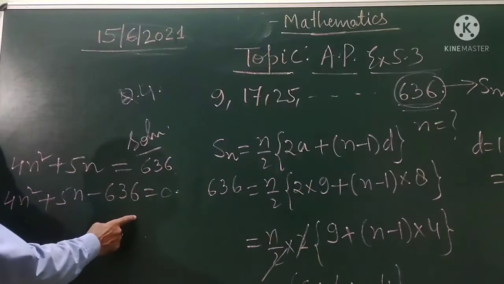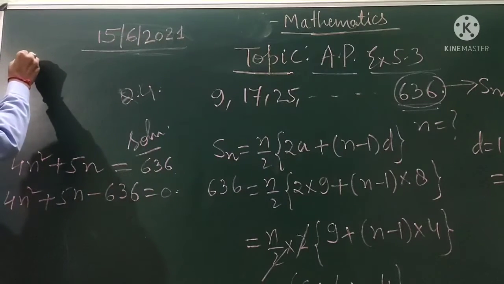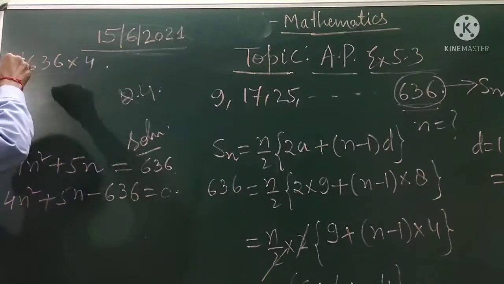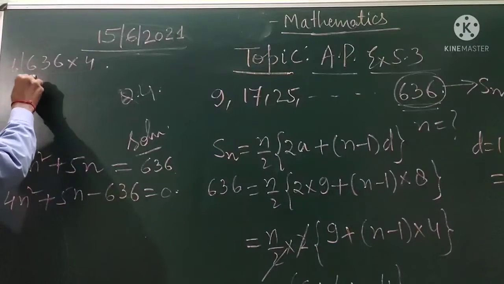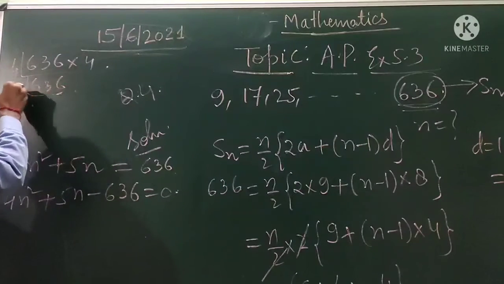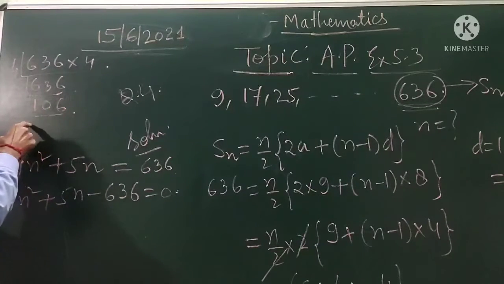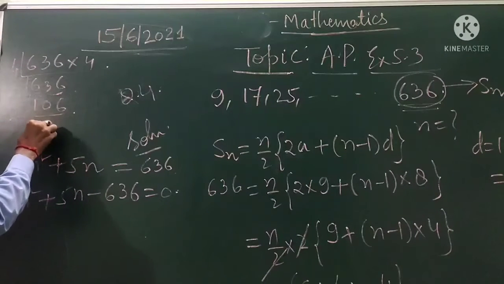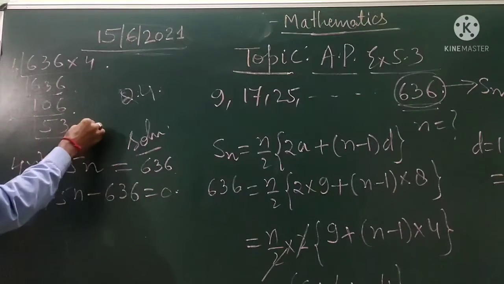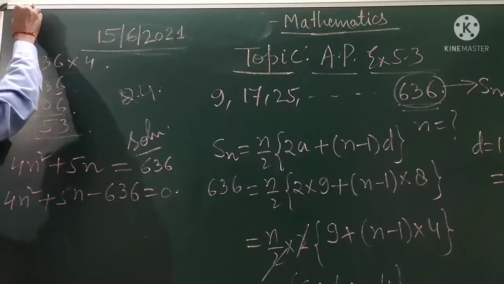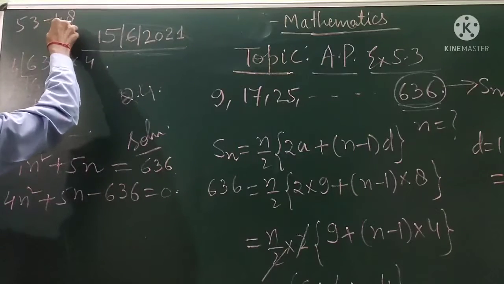We have to factorize this. So 636 into 4. When we divide by 4, we will get 636. Then by 6, 6 1 is 6, 0. 6 6 is 36. Again by 2, it is 53. Now 24, 2 is 48. 53 minus 48 equal to 5.